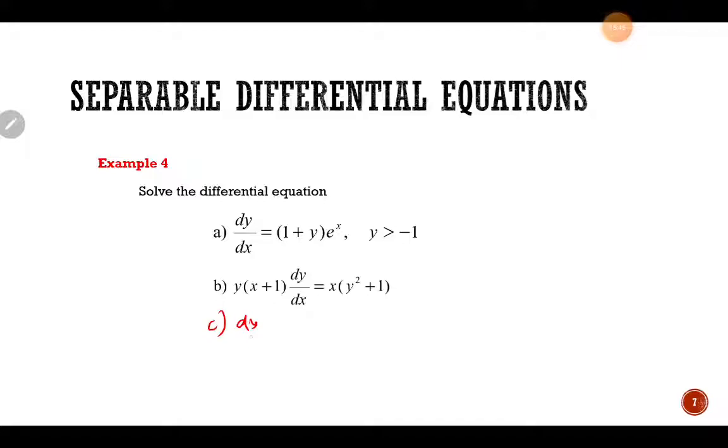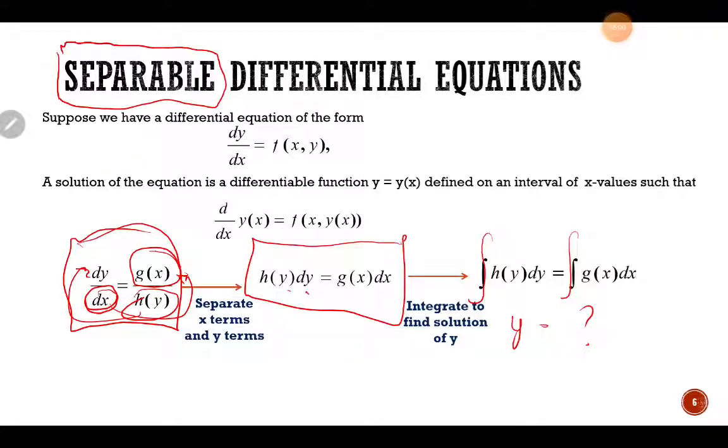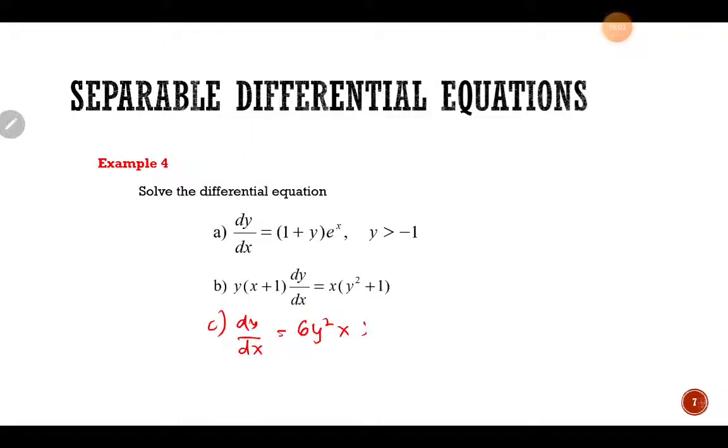dy over dx equals to 6y square x. Simple je soalannya, 6y square x. Okay, and then dia ada initial condition here, where the initial condition is y1 equals to 1 over 25. Okay, y1 is equals to 1 over 25. Apa maksudnya ni? Ni maksudnya when x equals to 1, y sama dengan 1/25. So tambah semua soalan C. Alright, in this soalan C, again, semua orang dah pandai dah sekarang.